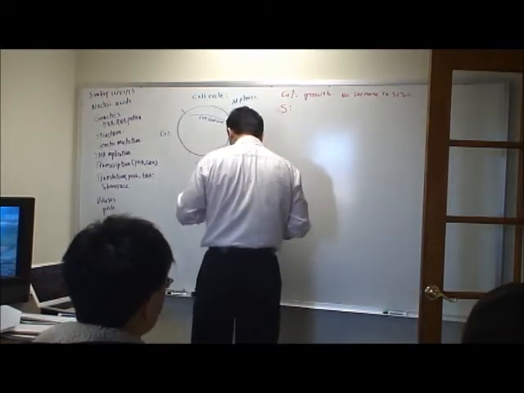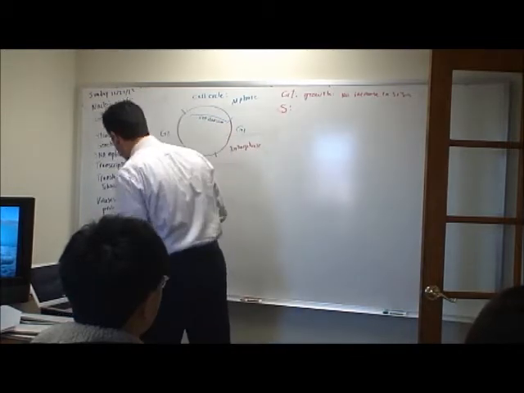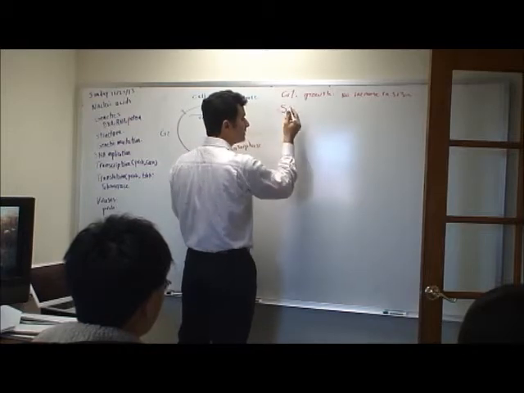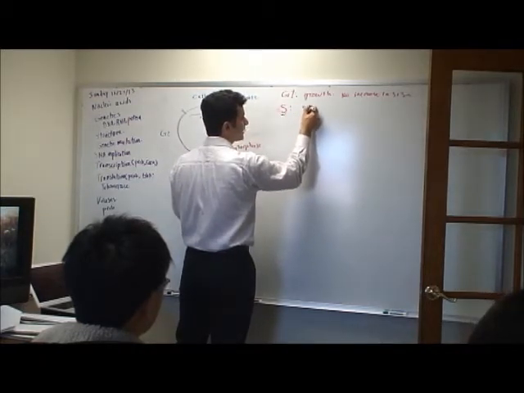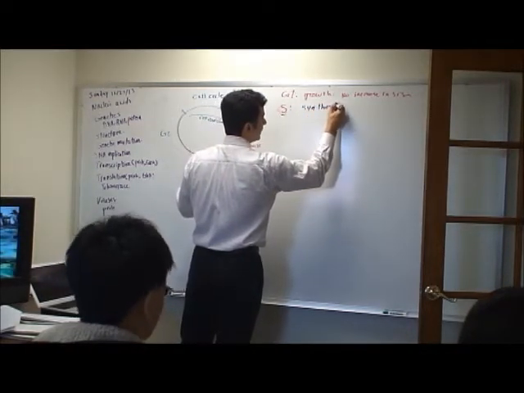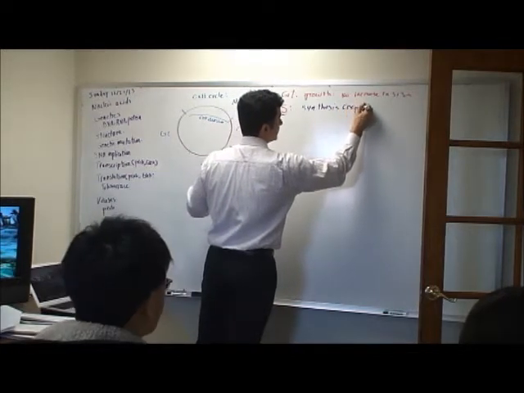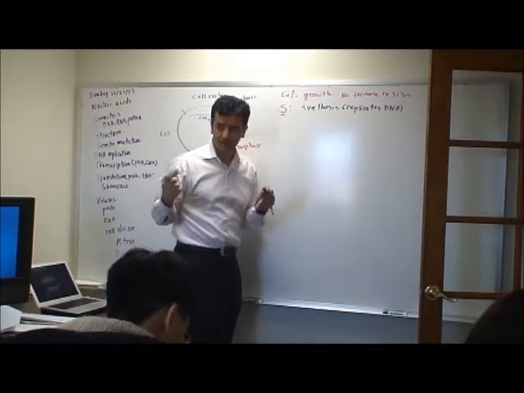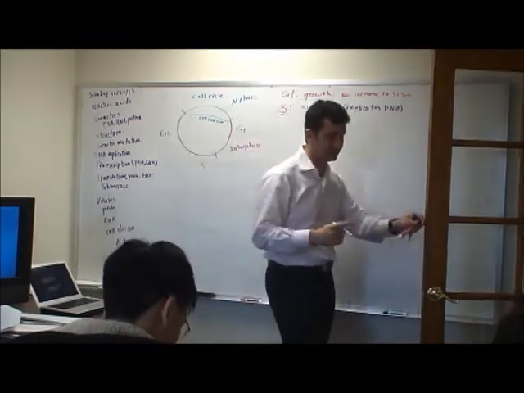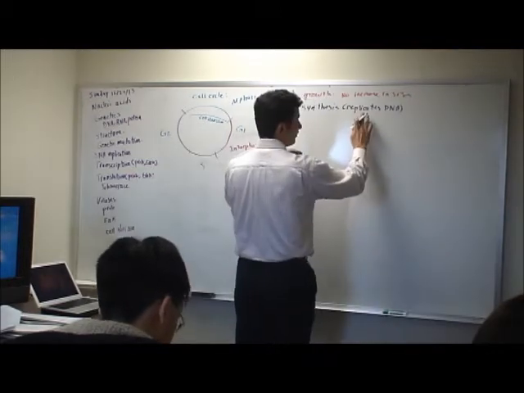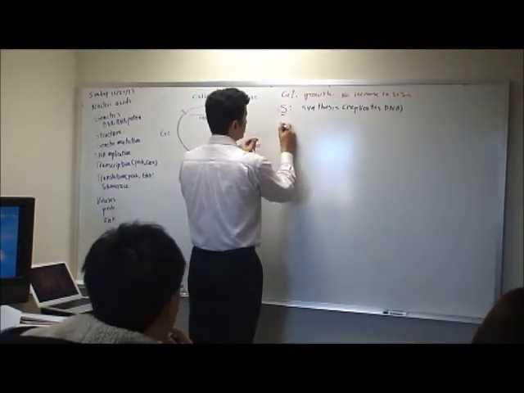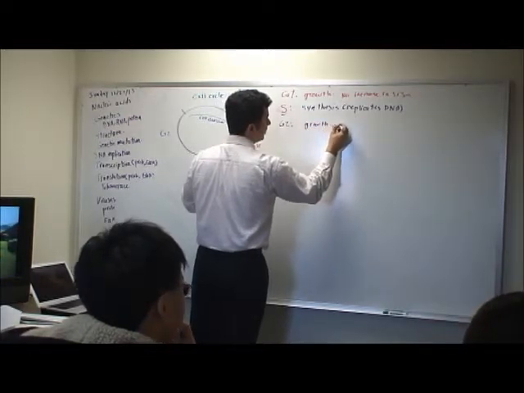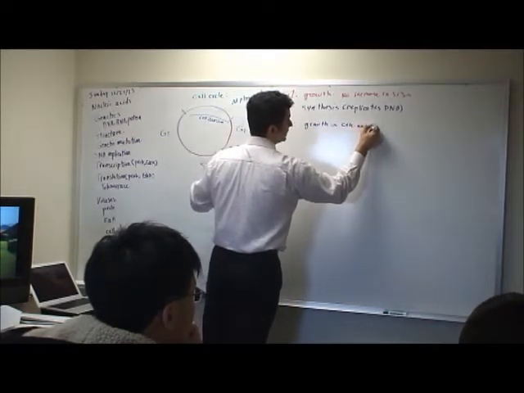S, anybody can guess? Replicates DNA. Very good, replicates DNA, and makes more organelles. Simpler, S stands for synthesis, in the parentheses, replicates DNA. So all the replication we just learned, DNA polymerase coming, going, helicase, what have you, happens in S phase. And G2 phase is a further growth, but this is the part where the cell makes organelles.